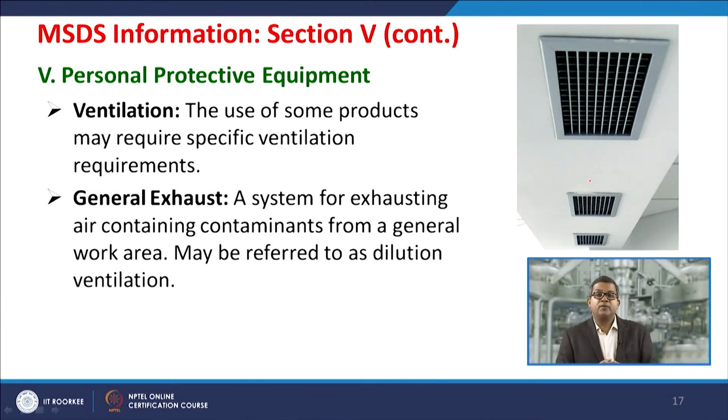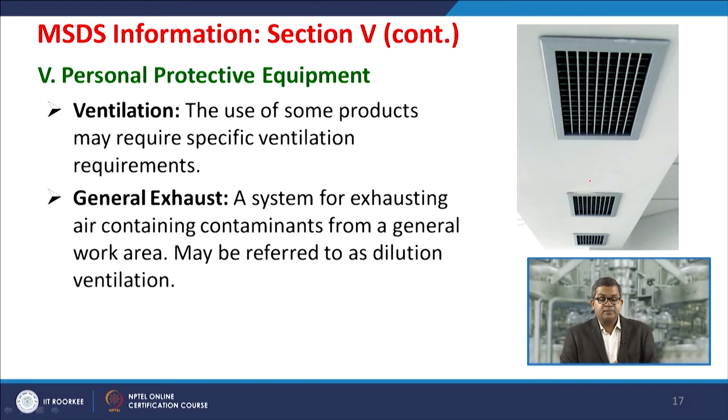Other personal protective equipment comprises ventilation. The use of some products may require specific ventilation. Now ventilation is usually of two types. One is local ventilation, so that you can remove the toxic substance from your workplace, and some processes use dilution ventilation, through which you can reduce the concentration of toxic substance at your workplace by either some inert gases or air, so that it can go below the TLVs, threshold limit values.